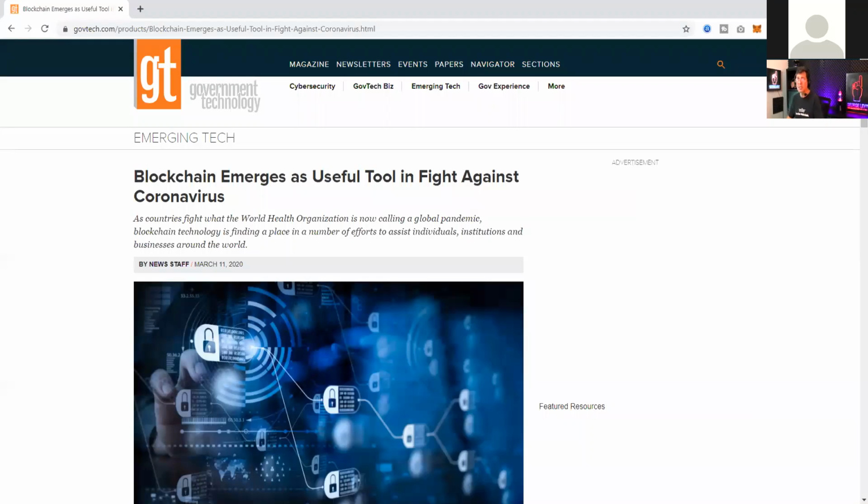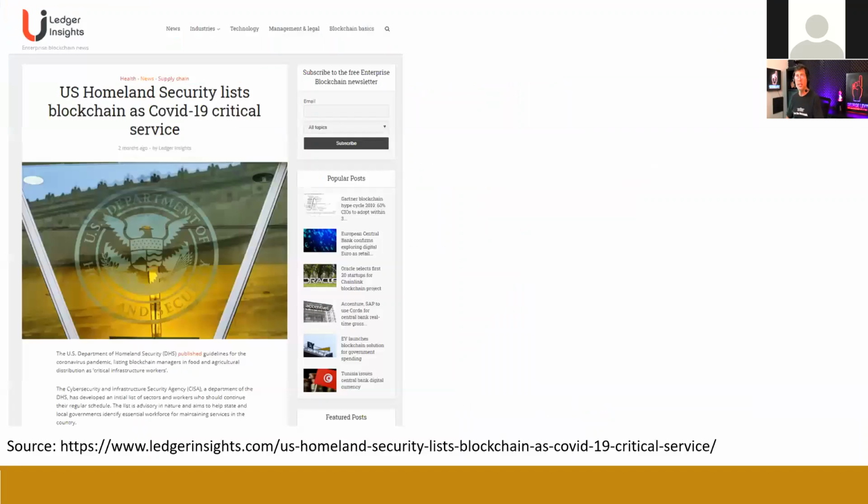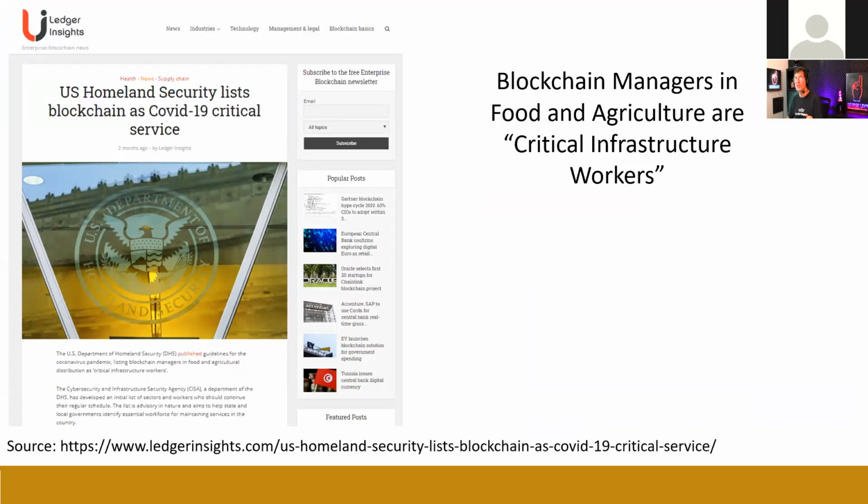Blockchain is also being used as a useful tool against coronavirus. In COVID-19, the vaccines are actually being tracked right now. Huge development, using vaccine tracking through blockchain technology. In fact, the Department of Homeland Security in the United States lists blockchain during COVID-19 as a critical service. Blockchain managers, and that's a position that didn't exist prior to the launch of Bitcoin and blockchain becoming a mainstream technology. These jobs didn't exist before, but blockchain managers are now considered critical infrastructure workers.